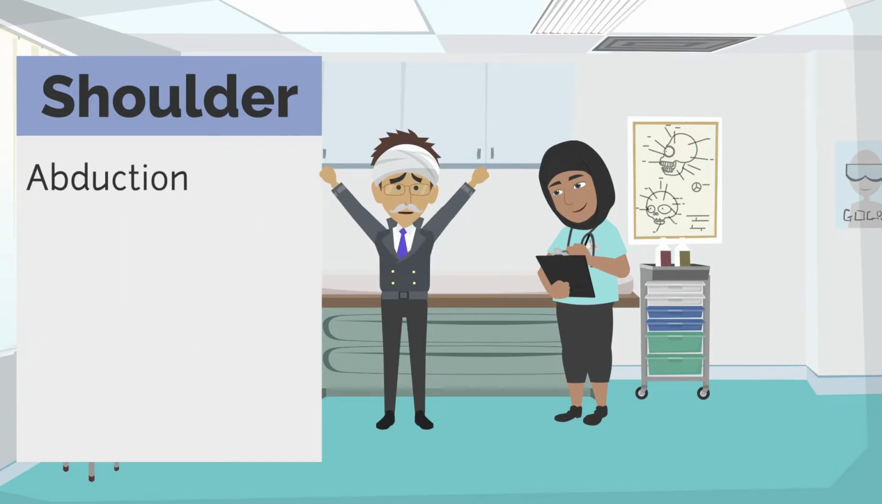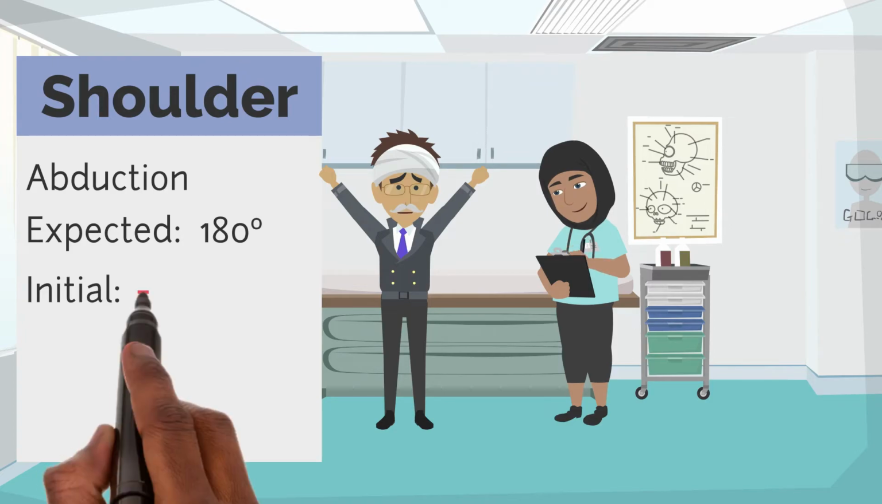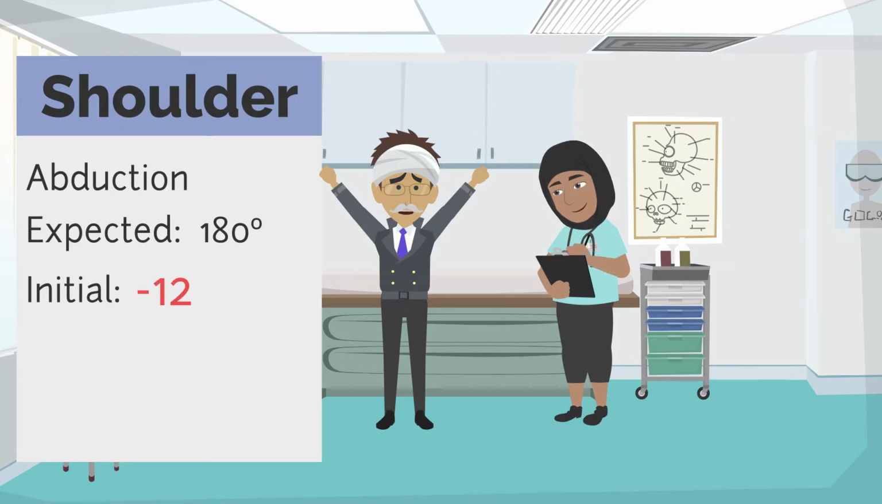Abduction is rotation with the arm fully extended from down to up to the side of the body, and 180 degrees is expected. During the first visit, my integer is negative 12. How many degrees can I rotate my arm to the side? After the second visit, my rotation is 173 degrees. What integer did Dr. Azad write down?